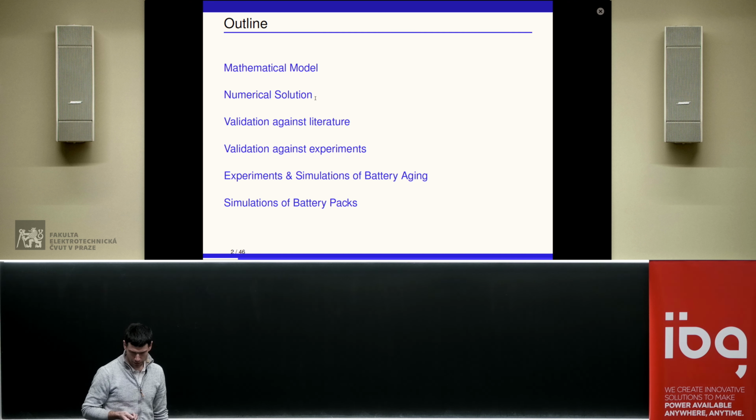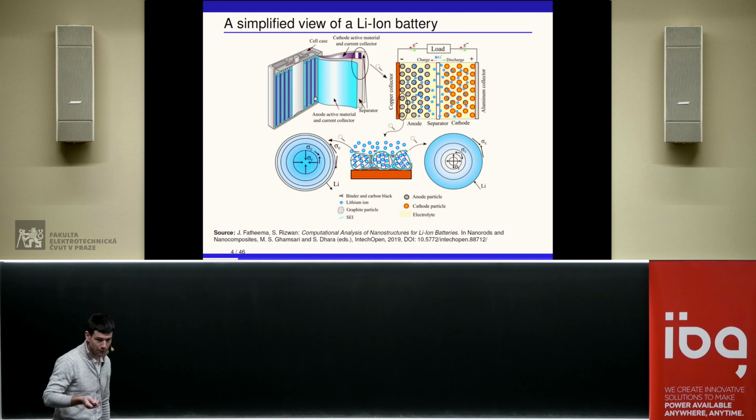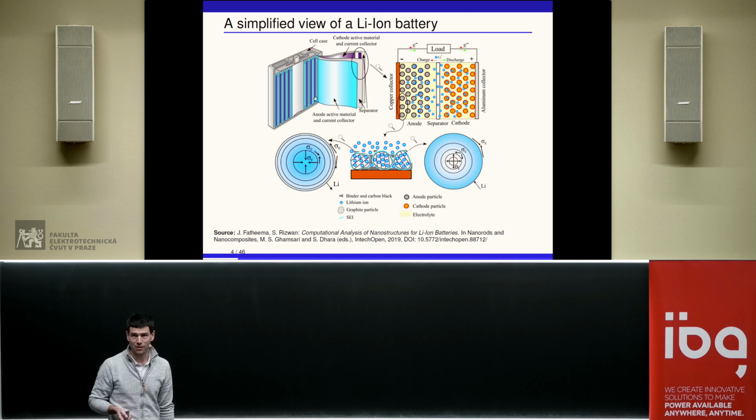As for the mathematical model and physical model, I know that most people are familiar with this, but still maybe there are some visitors that are interested in the physics. So most cells, especially these cylindrical cells, are composed of wound layers, where each layer consists of two electrodes separated by a thin layer, which is called a separator.